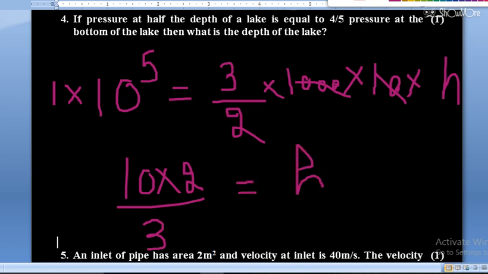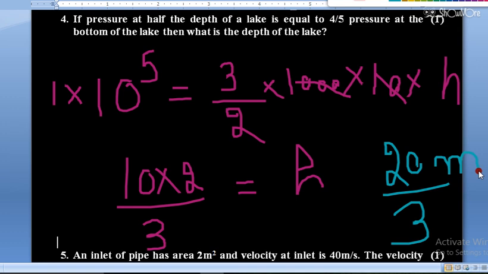Try to answer according to the calculation. 20 by 3 will be the answer, 20 by 3 meter. You can check it from the calculation part, because some days earlier when we solved it, we got the answer 100 by 3. So check the calculation. If any calculation mistake is there, then you can change the answer. Otherwise, the answer is 20 by 3.